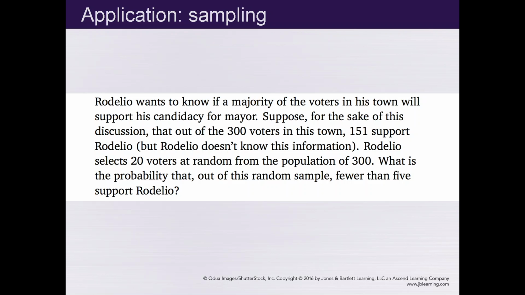Okay, so another recent thing would be about voting and taking samples of voters in polls. Rodelio wants to know if a majority of the voters in his town will support his candidacy for mayor. Suppose, for the sake of this discussion, that out of the 300 voters in this town, 151 support Rodelio, but Rodelio doesn't know this information. He selects 20 voters at random from the population of 300. What is the probability that out of this random sample, fewer than 5 support Rodelio? So what is the probability that he gets a pretty bad sample? Out of the 20, he doesn't even get 5 people who support him.